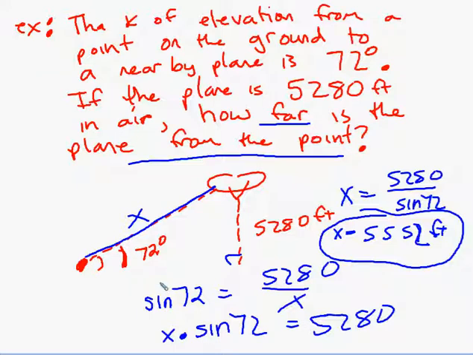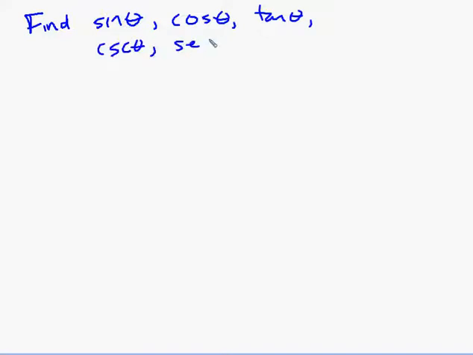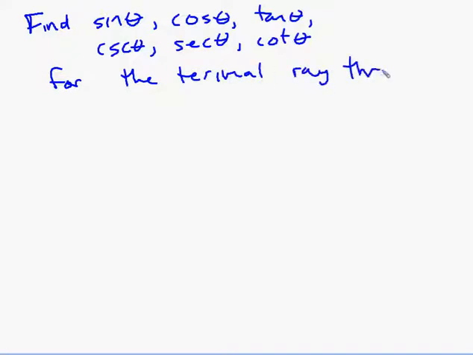We are now going to find, so the next few questions are tricky. Find the sine of the angle, cosine of the angle, tangent of the angle, cosecant of the angle, secant of the angle, and cotangent of the angle for the terminal ray through the given point.